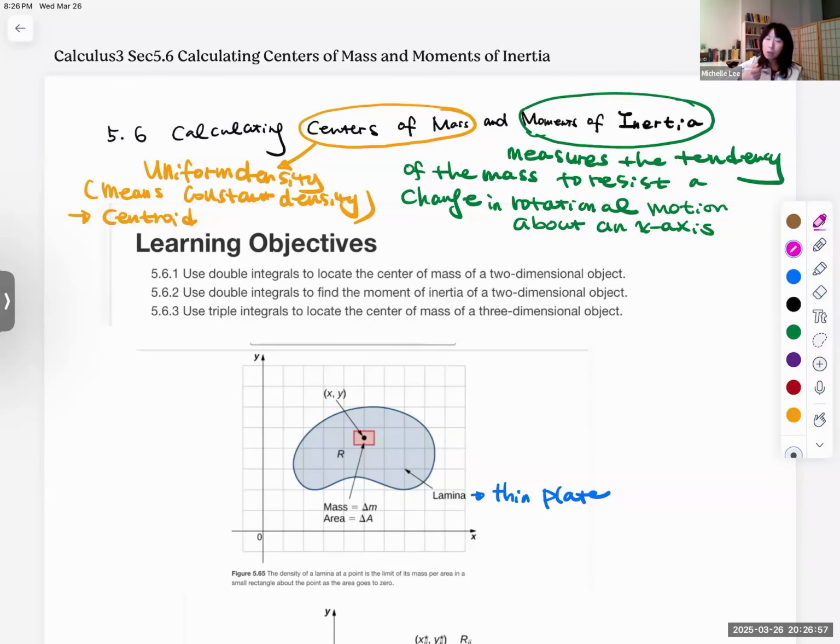Everyone. Today we are going to learn 5.6, calculating centers of mass and moments of inertia. Okay, so let's take a look.